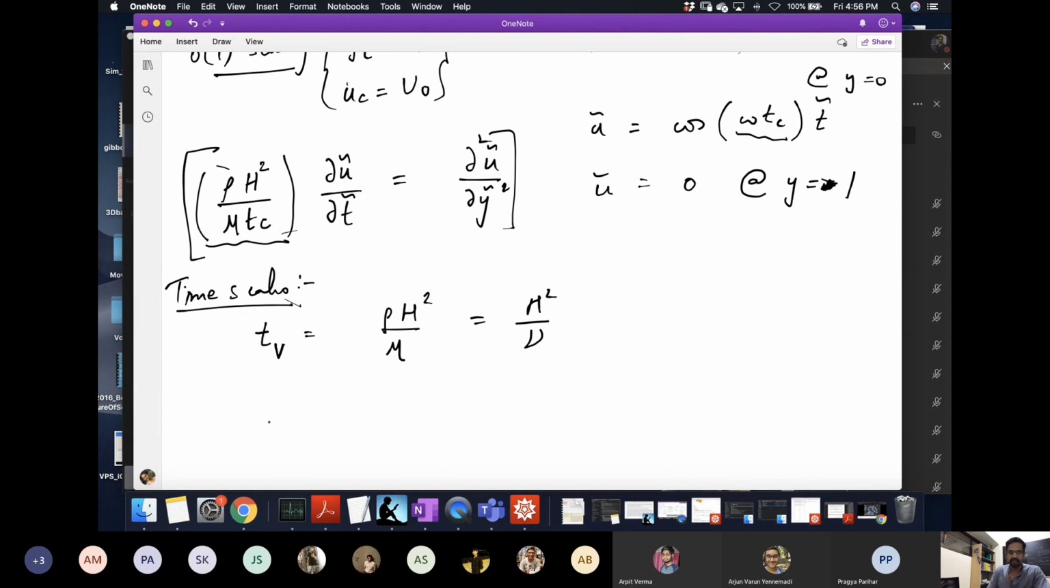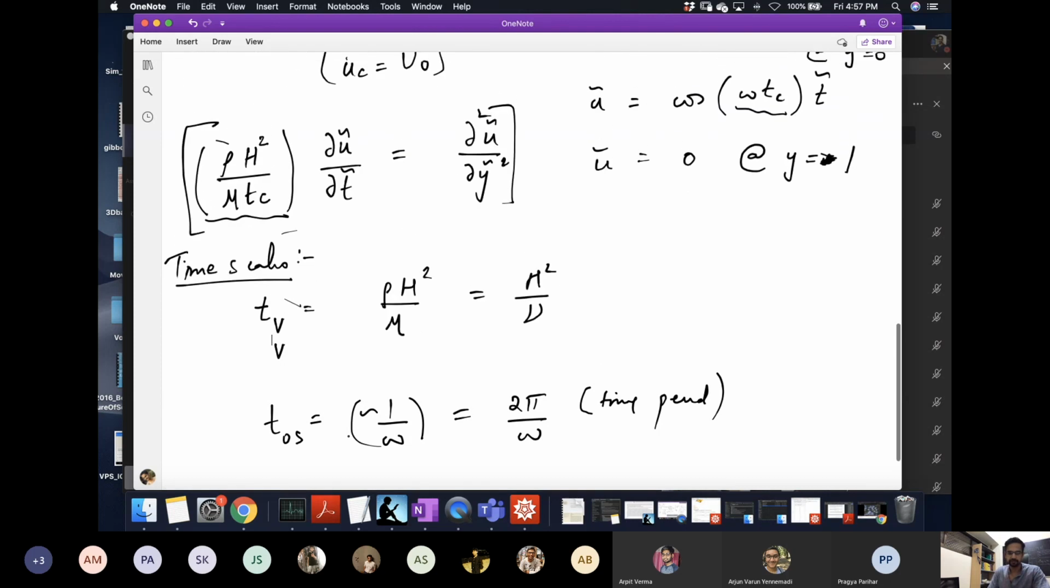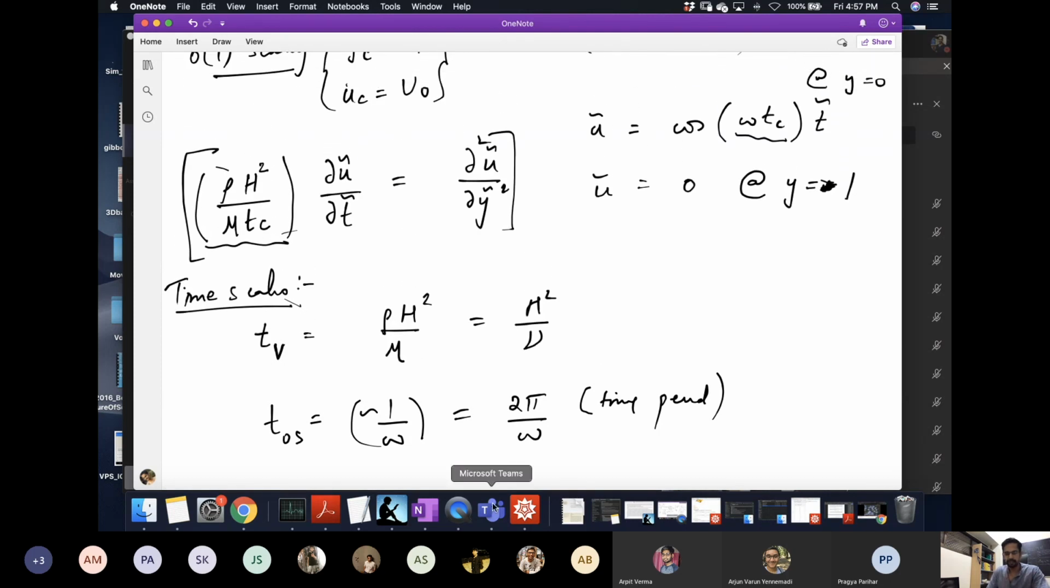Okay. The other possible time scale comes from this oscillation term by setting omega tc equal to 1. That time scale could be approximately 1 over omega, but you can see clearly this is a time period. So instead of saying that, I'm going to say it's actually equal to 2 pi by omega, the time period. It's just the time period of the oscillation. And I'll call this T oscillation. So this time scale is coming from the imposed oscillations. Right, that should be clear.